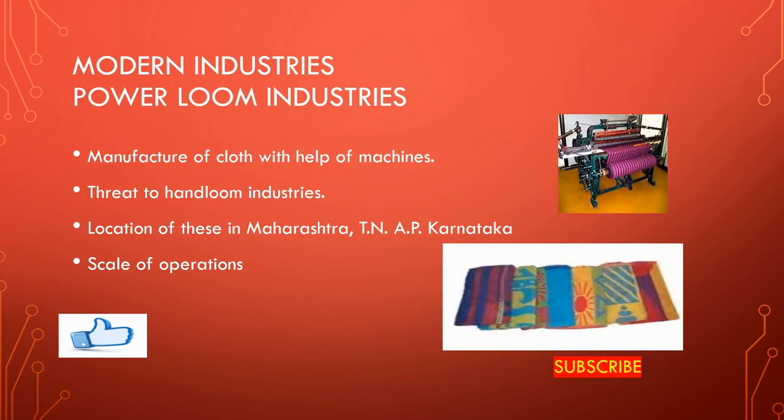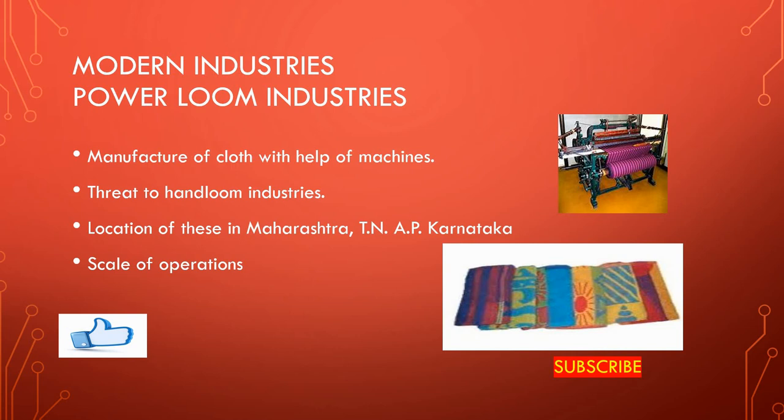Now let's go to another category, modern industries. In that, power loom industries. Here power loom refers to the manufacturing of cloth with the help of machines and power. These are threatening the existence of the handloom industries, because when mechanization is used in the production process, it has the advantage of scale of operations, and as a result their production is more as compared to the handloom. And these power loom industries are mainly located in states like Gujarat, Maharashtra, Tamil Nadu, Andhra Pradesh, Karnataka.